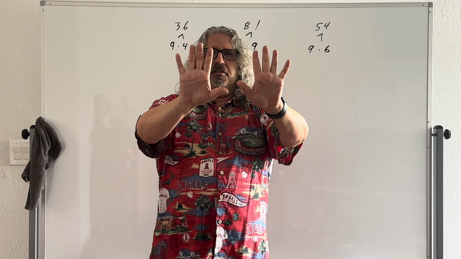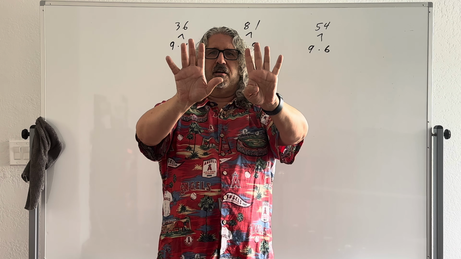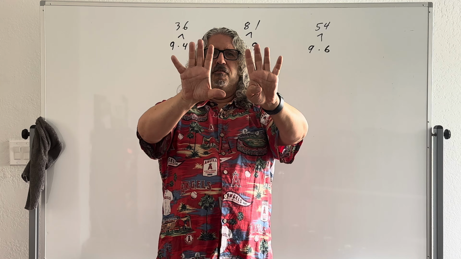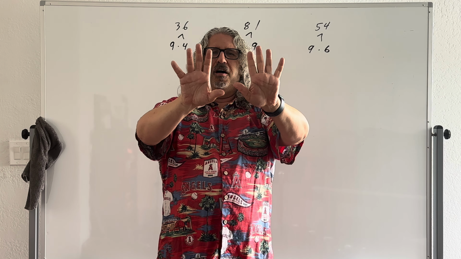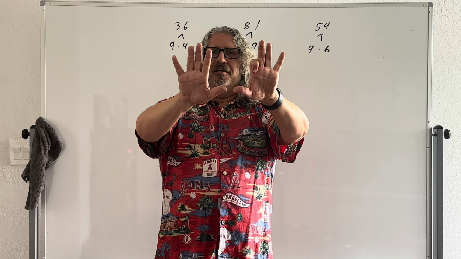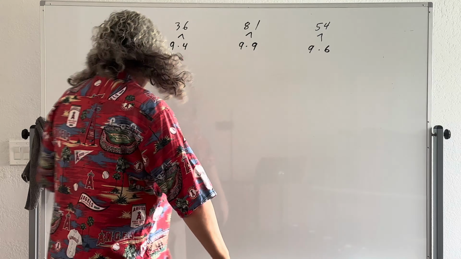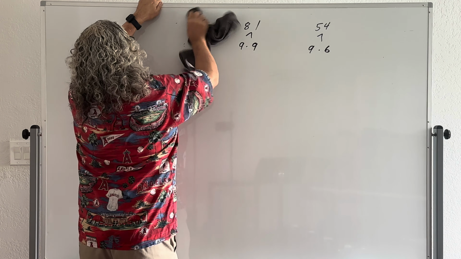Okay, so now let's go 9 times 6. 1, 2, 3, 4, 5, 6. 54. How about 9 times 7? 1, 2, 3, 4, 5, 6, 7. 63. Okay, so there's a little trick you can do with nines if you've never known how that works. Okay, now let's talk about threes.